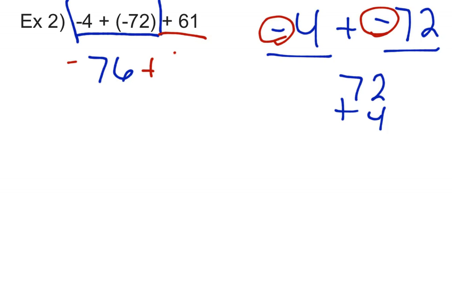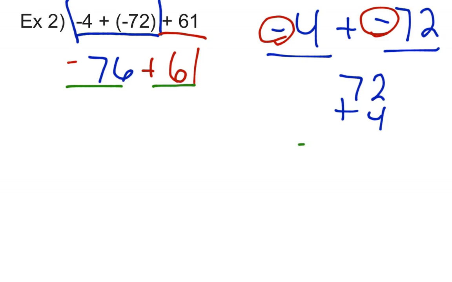But now I have to finish the problem. I still have this plus 61. So now it's like doing a whole new problem. Okay, when we look at this, it's a negative 76 and a positive 61. So now you have to switch rules. In this case, the signs are different. One's negative, one's positive. And as we said, if the signs are different, we subtract.